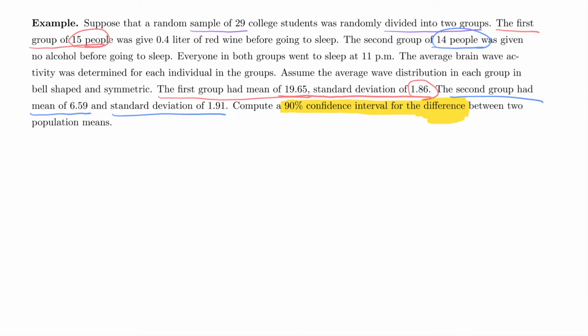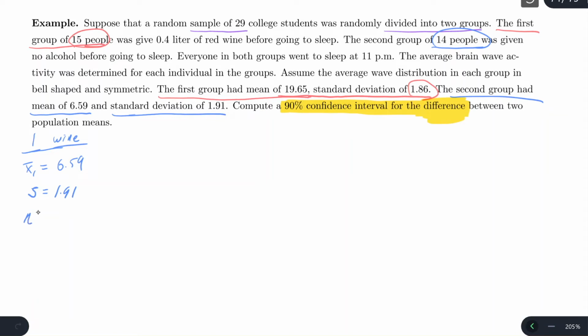So just like earlier, let's organize the data. So group one, given wine. Right? Group one. So group one sample mean was 6.59. Standard deviation. Now we have to write S because it's sample standard deviation. Sample standard deviation of 1.91. And sample size was 15 people.